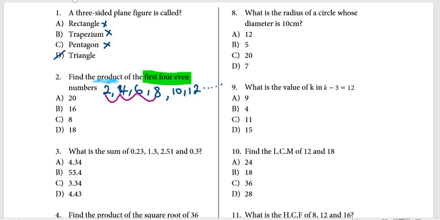And now they said product. What does product simply imply here? It talks about multiplying them. So 2 multiplied by 4 multiplied by 6 multiplied by 8. That will give us our answer. 2 times 4 is 8. Then 6 times 8, I can also say 8 times 6, but let me just say 8 times 5 so that can be easy for me. 8 times 5 is 40. 8 times 6 is 48.